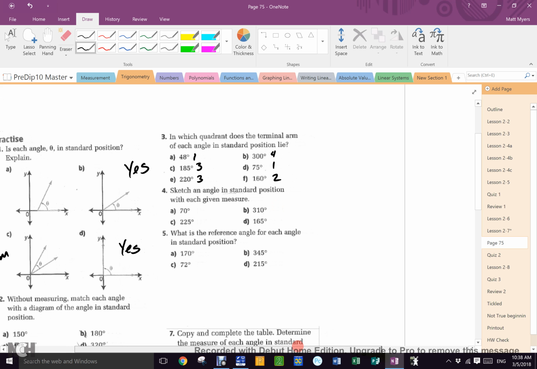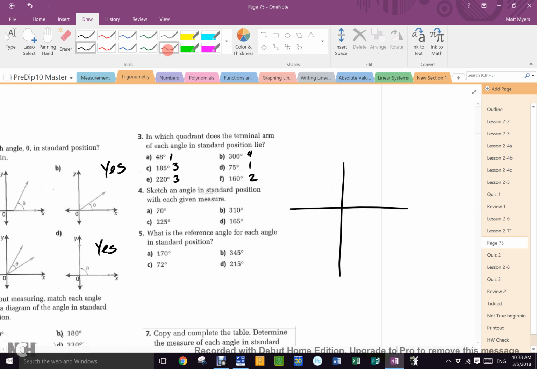So what if I did a mini one right beside it? Red, green, black. Where's 70? First quadrant. Right there. Where's 310? Fourth quadrant. Right there. Where's 225? Third quadrant. And where's 165? Really close. Excellent. What is the reference angle for each angle in standard position?